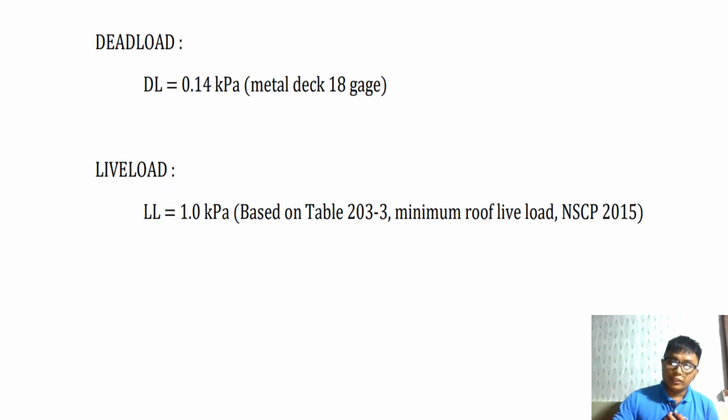So for dead load, we have assumed that the roof material is metal deck 18 gauge, so that is 0.14 kilopascal. And for the live load, that is 1.0, based on the minimum roof live load on NSCP 2015.